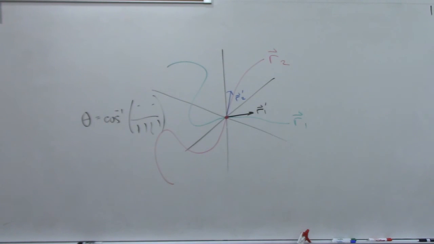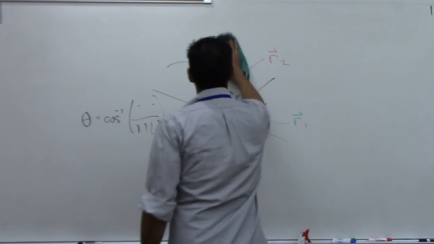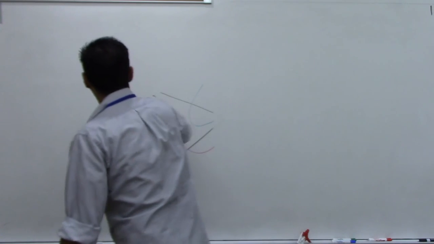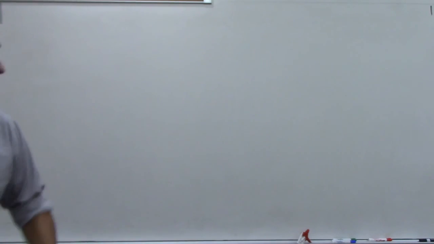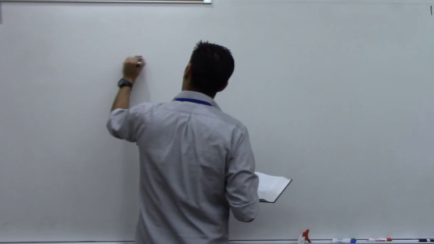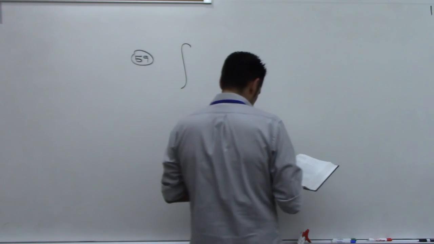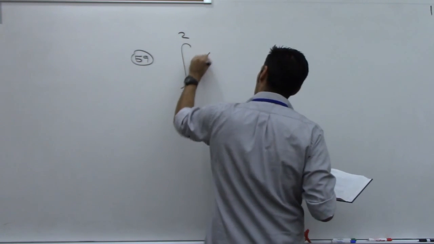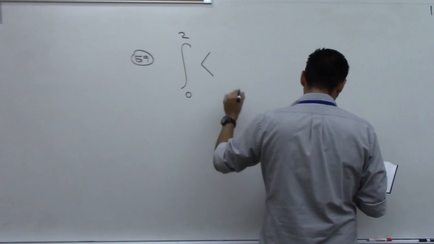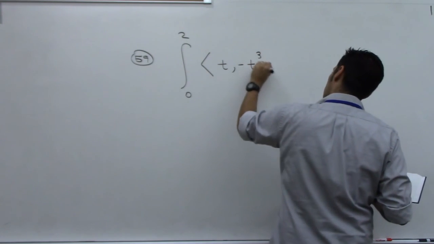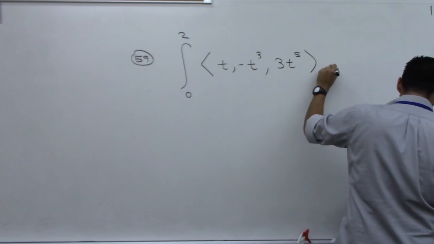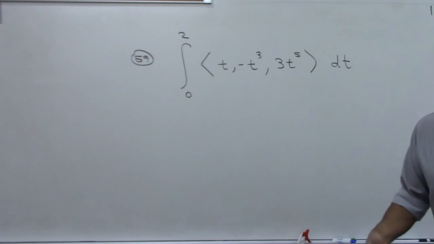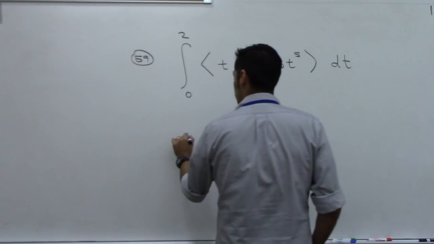All right, 59 through 63. So evaluating an integral. Let me do 59, and I'll let you do the others. So 59, you have, what is the integral from 0 to 2 of the vector function, and I'm going to rewrite it in vector form, t, negative t cubed, 3t to the fifth, dt. So we're integrating a vector function. Integration of a vector function is fairly easy.